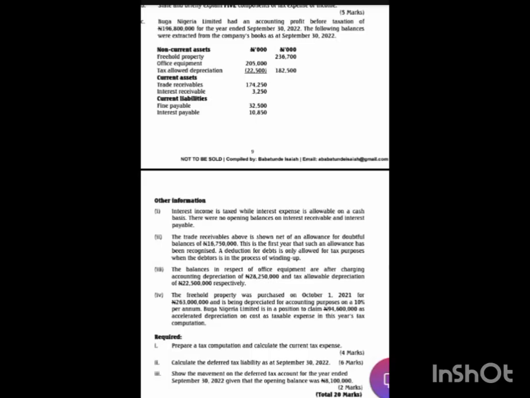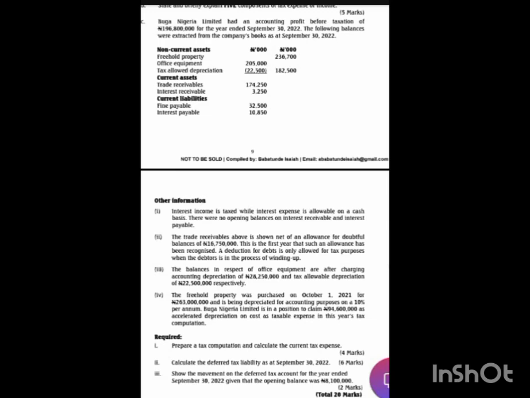In the information, they said the freehold property was purchased on October 1st, 2021 for 263,000 and is being depreciated for accounting purposes at 10%. So this is the cost for the depreciation. Are you getting it now? They depreciate it at the rate of 10%, which we have used to calculate the carrying amount. If you calculate 10% of 263,000 and subtract it from 263,000, you are going to get 236,000 naira, which is what is inside the statement of financial position as the carrying amount. Are you getting it now? So we just need to calculate the tax base now.